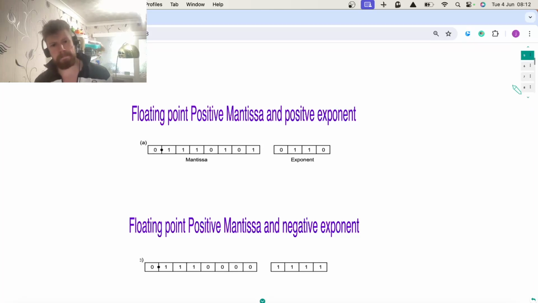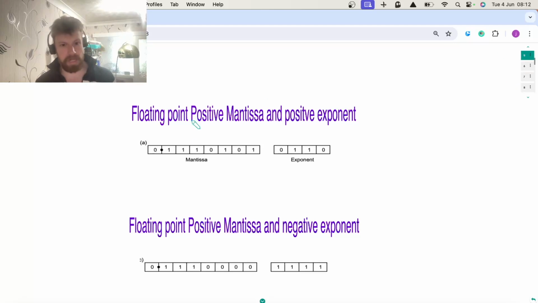Now, going on to floating point. There are 4 things that I need to show you about how to convert a floating point number into binary. Floating point essentially has 4 different situations that can occur: a positive mantissa, positive exponent; a positive mantissa, negative exponent; a negative mantissa, positive exponent; and a negative mantissa, negative exponent.